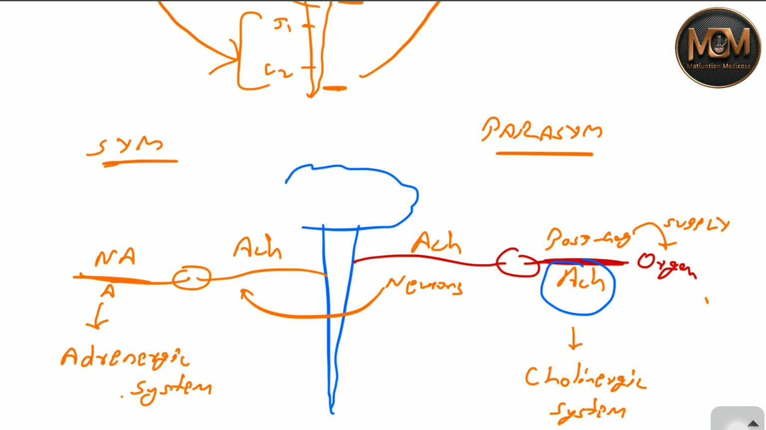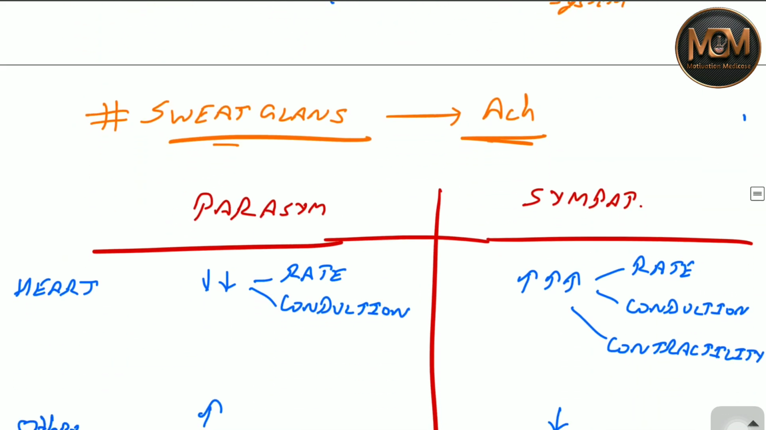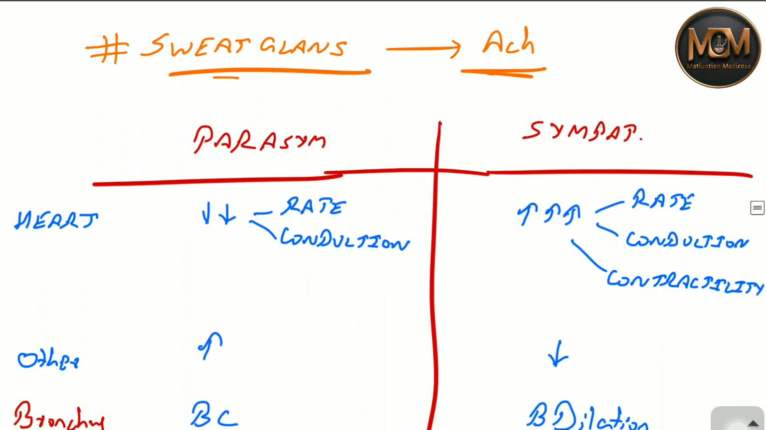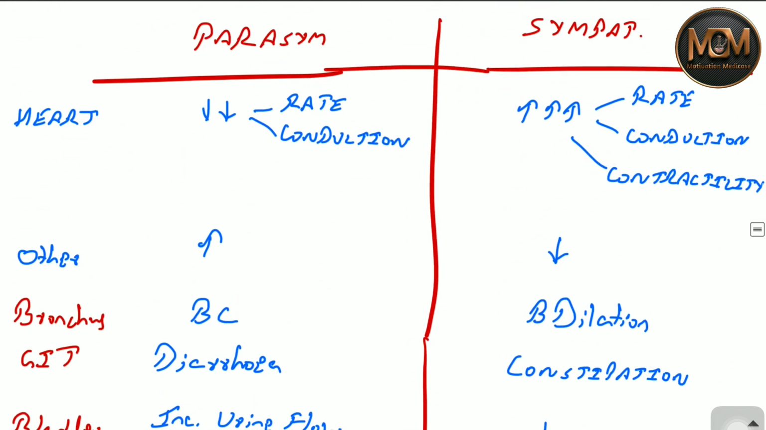Now the neurotransmitter in both is acetylcholine in the preganglionic, whether it is sympathetic or parasympathetic. In the postganglionic, in the parasympathetic it is also acetylcholine, so it is a cholinergic system, while in the sympathetic it is noradrenaline, so it is an adrenergic system. Now there is one exception, the sweat gland, in which the sympathetic system increases the secretion, but the postganglionic neurotransmitter is acetylcholine. Now the functional difference I have already told you. So that's it for this video.